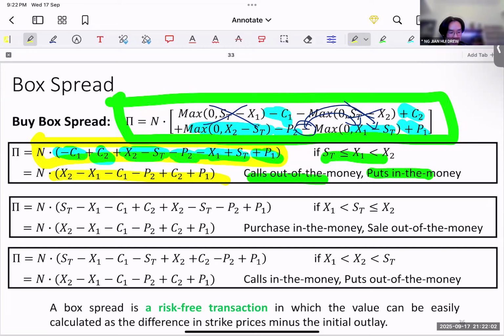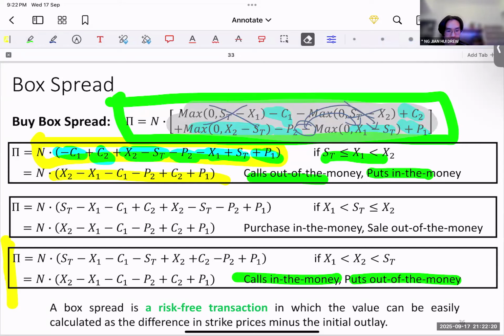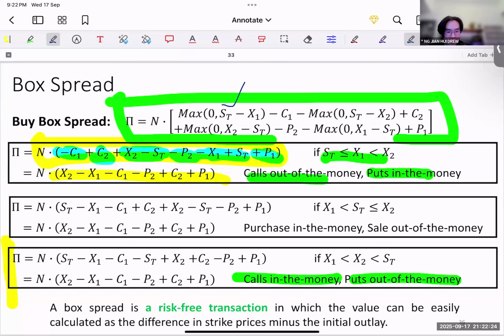So I'll just go to the last one here. If ST is more than X1 and more than X2, now the reverse case happens. Your call becomes in the money, your put becomes out of the money, right? So I'm just going to erase this so that we can redo the calculation again. So your call is in the money, so now this has some value.